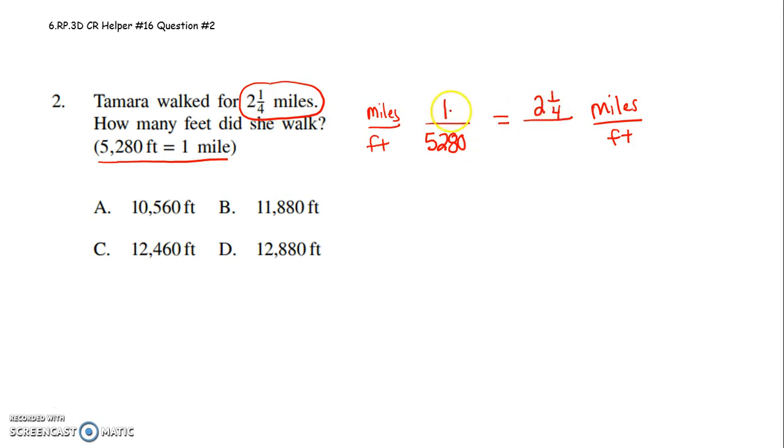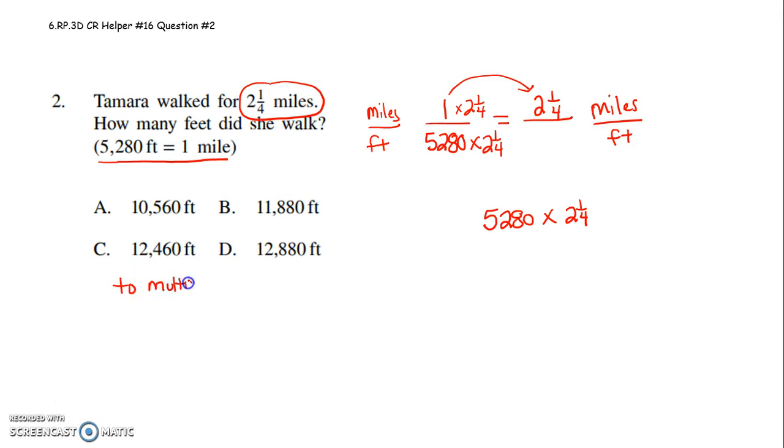Then I say, oh, I know both of my numerators. Well, how do I get from 1 to 2¼? 1 times 2¼ will get me to 2¼. If I'm going to multiply my numerator by 2¼, I have to multiply my denominator by 2¼. So now I have to take 5,280 feet and multiply it by 2¼. In order to multiply by a mixed number, first step is to rewrite that mixed number as an improper fraction.